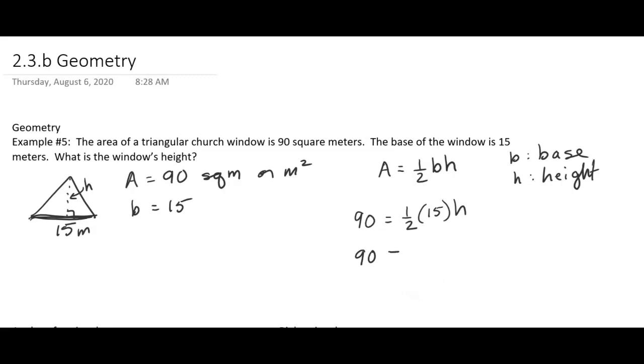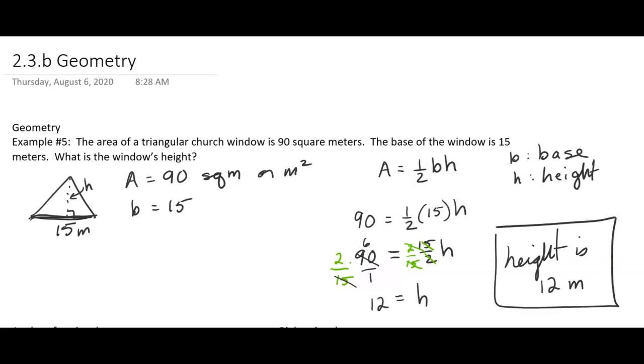This is the way I'm going to look at it. 15 over 2, and now I want to solve for the height, so I'm going to multiply by the reciprocal of 15/2, which is 2 over 15. I don't know that we've done a lot of those problems, so I'll write it like that. That way my 2's cancel and my 15's cancel, and so I'm going to get the height. Now, I can put the 90 over 1 if you like. 15's going to go into 90, how many times? 6? Yeah. And then I have 2 times 6, which is 12. So the height is 12 meters.